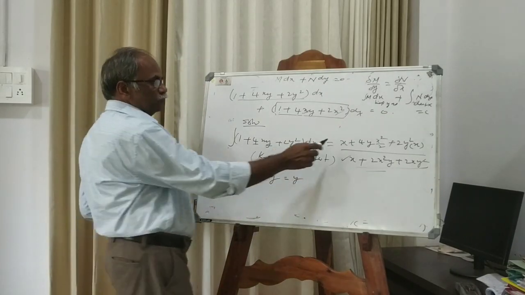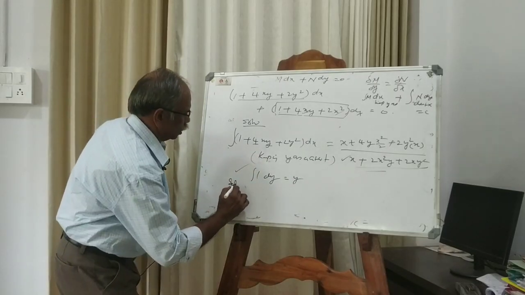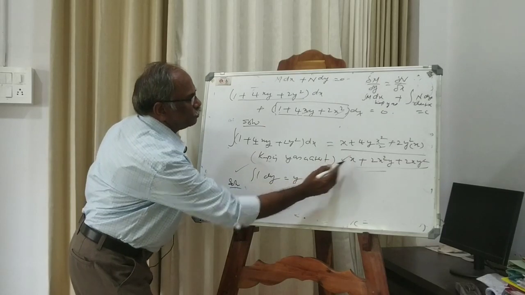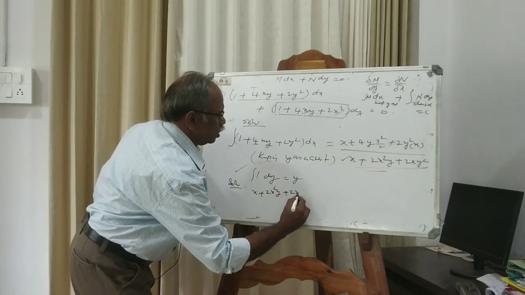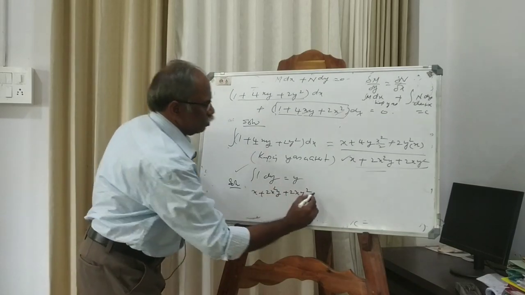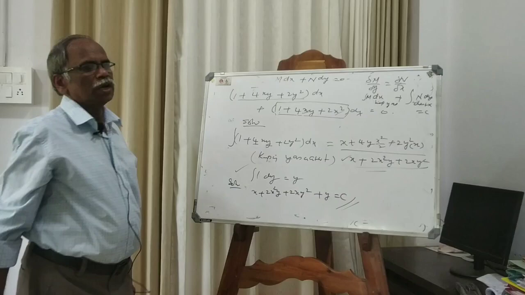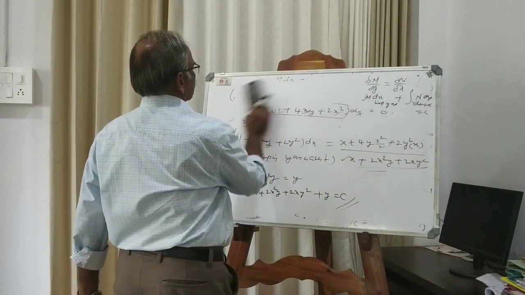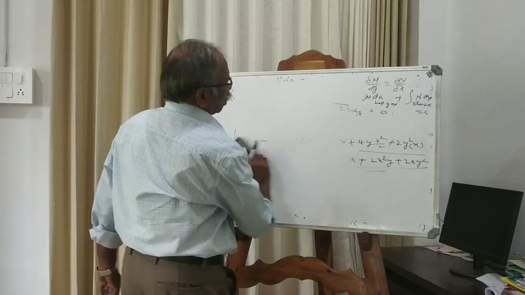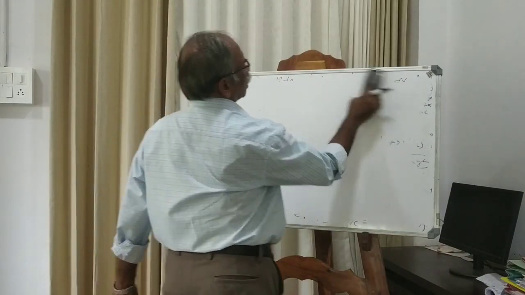Now, after finding these two, we just find the sum and equate this to a constant c, that is the solution. So, the solution is, this is the first term x plus 2x square y plus 2xy square, plus the second term y, and equate this to a constant c. This is the solution of the exact differential equation, and this is the method for finding the solution of the exact differential equation. Another example, solve a differential equation.